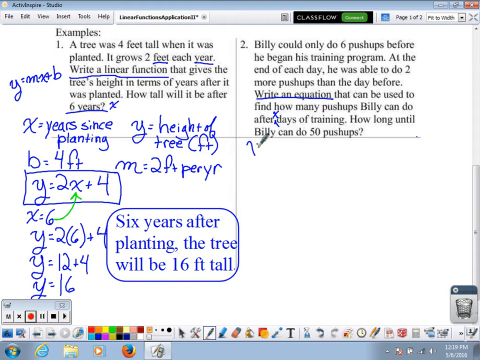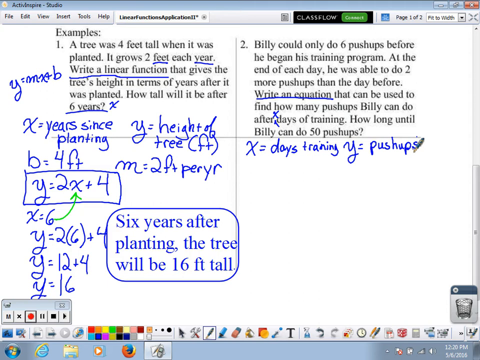What we need to do is define what x and y are. Now, we kind of have one of those, okay? And if we read this story carefully, they'll tell us what they are. We want to know how many push-ups based on days of training. So our x and our y are the push-ups and the days of training. Well, which one feels like a cause and which one's more like an effect? Days of training is the X, and push-ups is the Y.